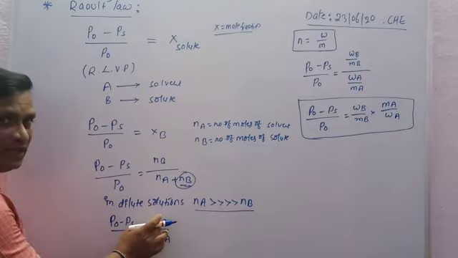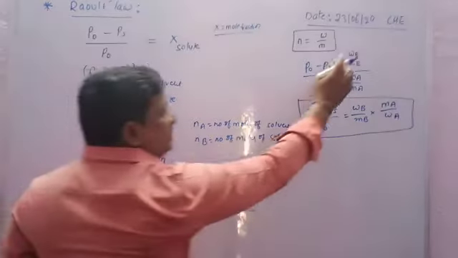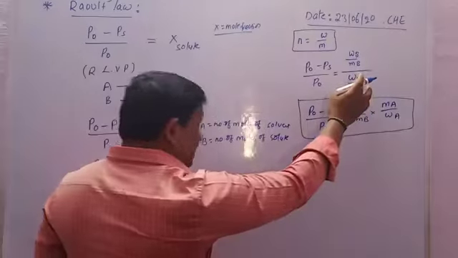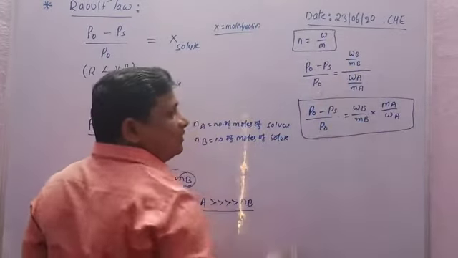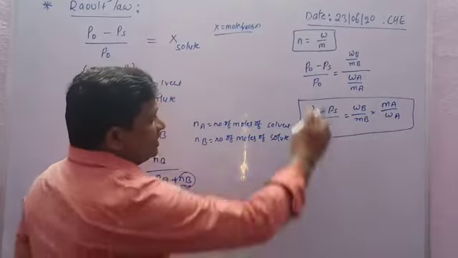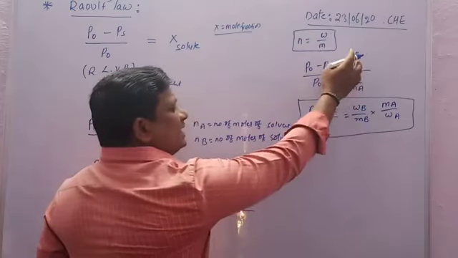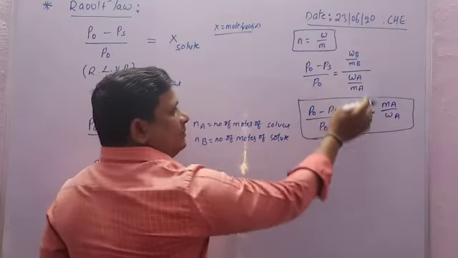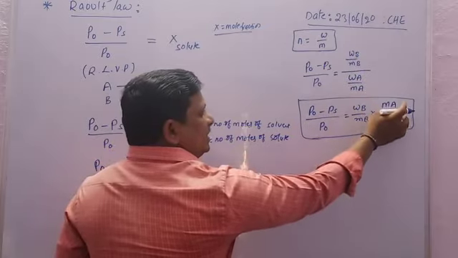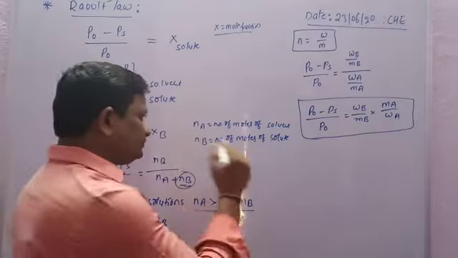Nb is the number of moles of solute, which equals weight of solute by molecular weight of solute. Na is the number of moles of solvent, which is weight of solvent by molecular weight of solvent. So P naught minus Ps by P naught equals Wb by Mb into Ma by Wa. It is a complete representation of Raoult's law.